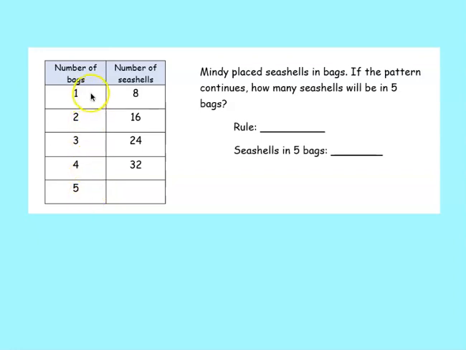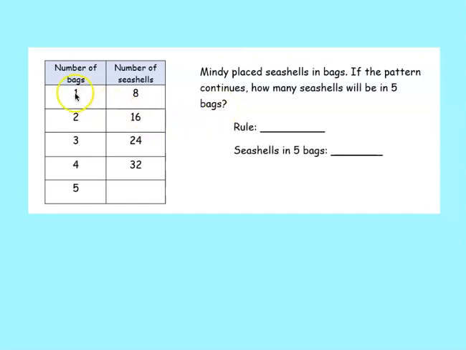And for every 1 bag, I have 8. This says I have 8 shells. Number of seashells would be 8. So I notice way down here on my table, I have something missing. Well, sometimes your charts are missing and your question has to do with how many that missing is. So let's read our question. It says, Mindy placed seashells in bags. If the pattern continues, how many seashells will be in 5 bags?